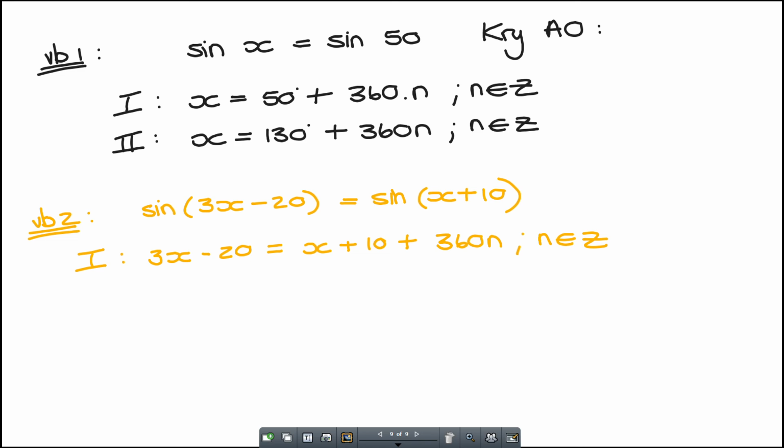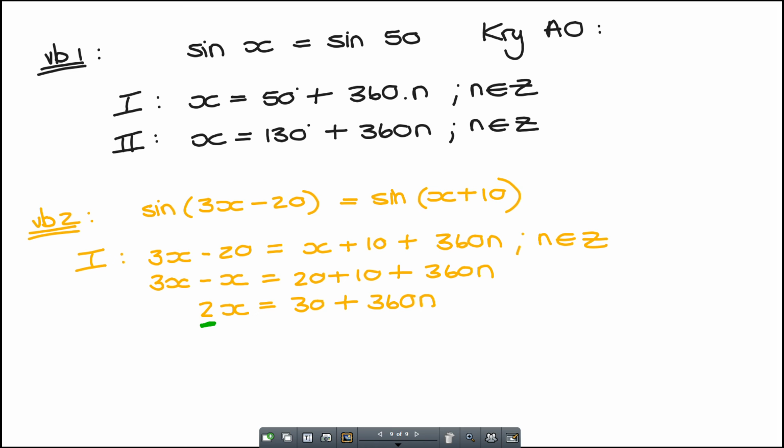Okay, maar nou kan ek nie stop daar nie, want daar is nog 'n paar goedjies wat ek kan vereenvoudig. So, plain Jane, kom ons vat gou net al die x'e links, gewone getalletjies regs. So, dan gaan jy 3x, daai x kom oor, so hy raak minus x. En dan hierdie 20 bring ek oor, en hy raak positief 20. Okay, so let's go and simplify. That means it would be 2x equal to 30 plus 360n. Is allemaal nog okay?